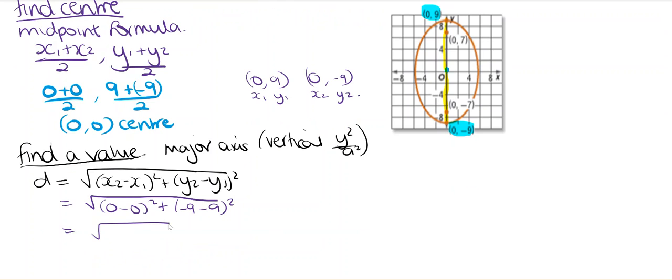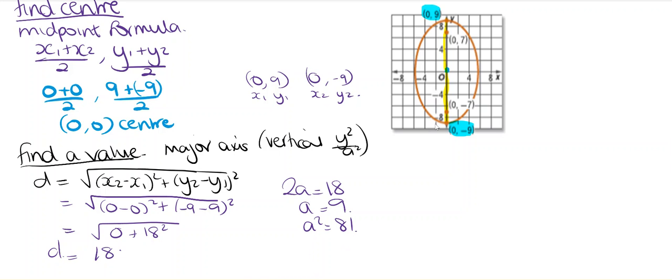So we've got the root of 0 plus, minus 9 is 18, so plus 18 squared. If we take the root of 18 squared, it's just going to give us 18. So the distance is going to be 18 units. This tells us that 2A is 18, so A, if we divide by 2, is going to be 9. We can see that from 0 to our vertices this is 9. And then our A squared will be 81.